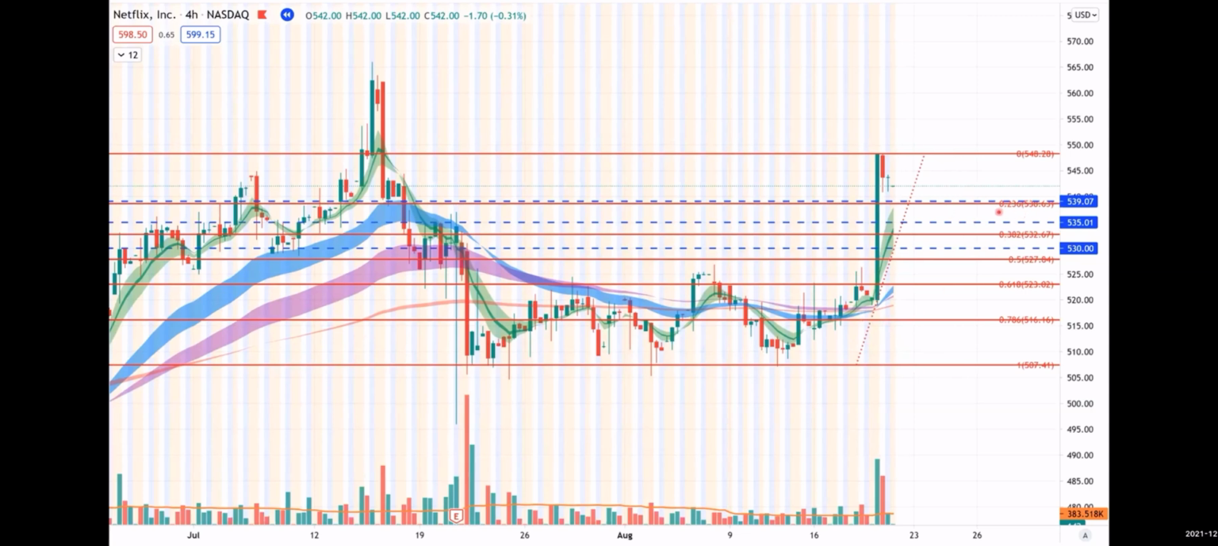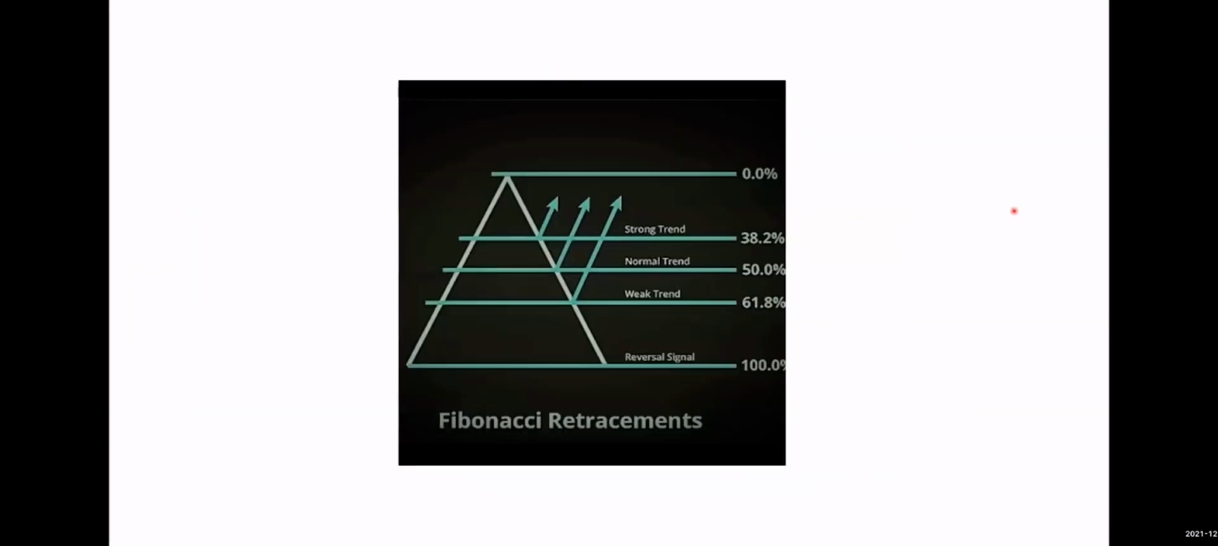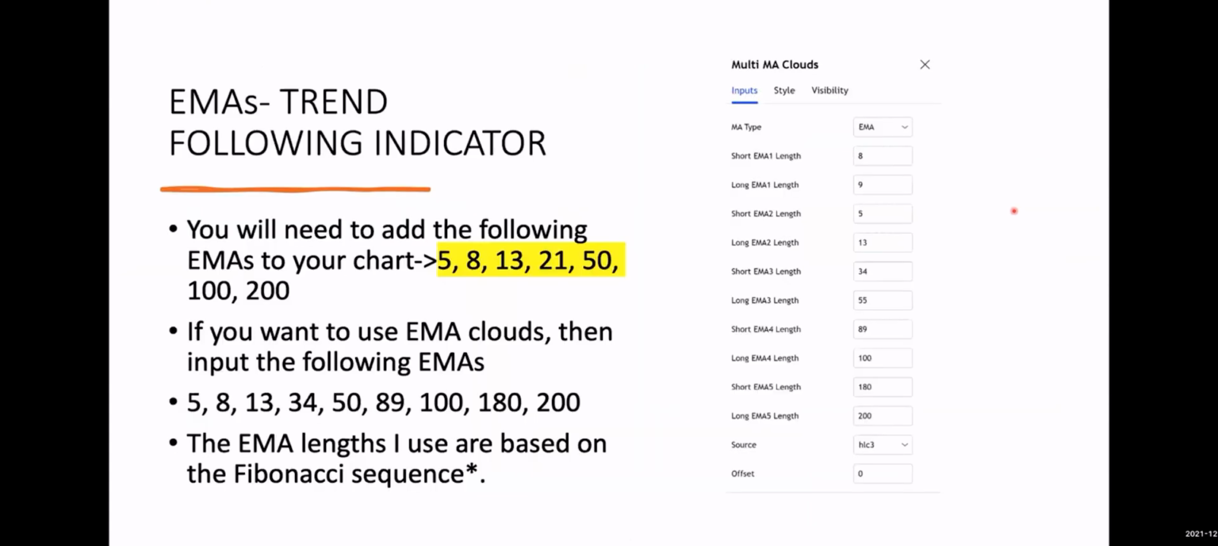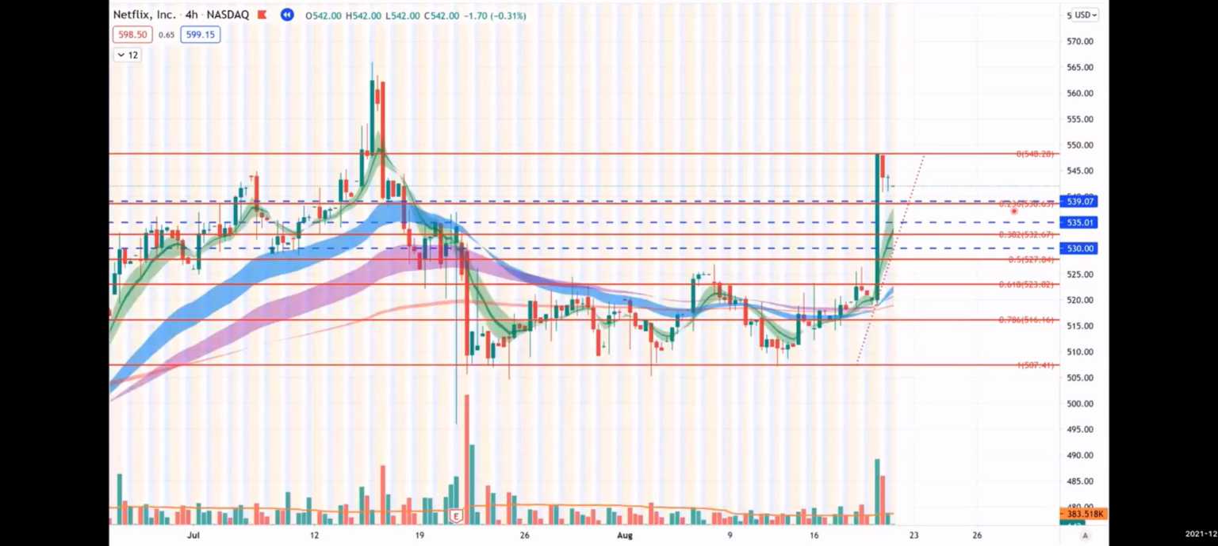So the Fib 23%. Remember the diagram that I showed you? What did I say? 23% is the first sign. That's where usually the first bounces happen, where the first buyers are going to be waiting. Since Netflix had a very strong day one, the stock has a very high chance of bouncing at the 23.6 level.